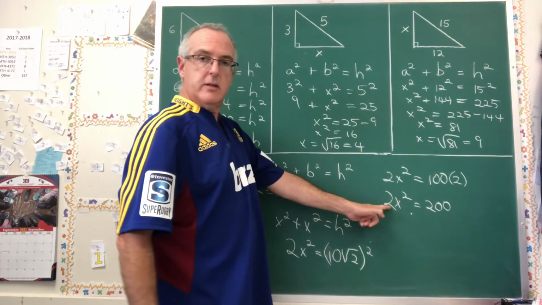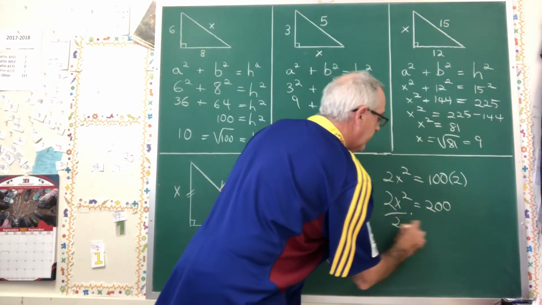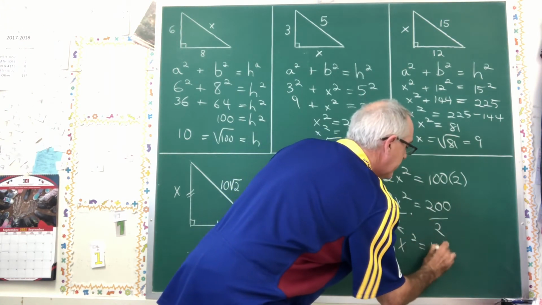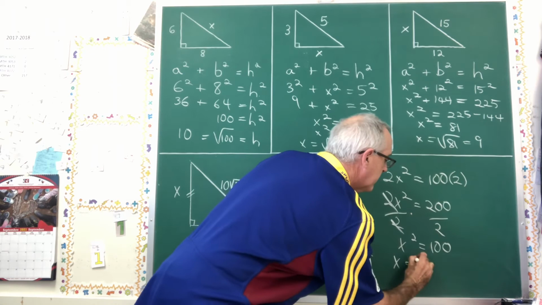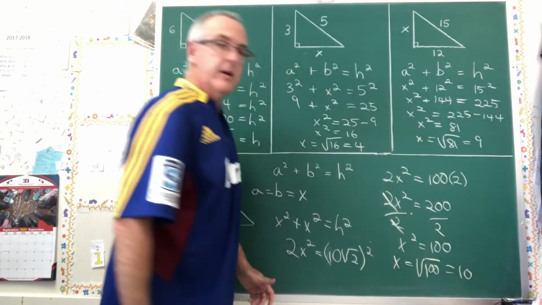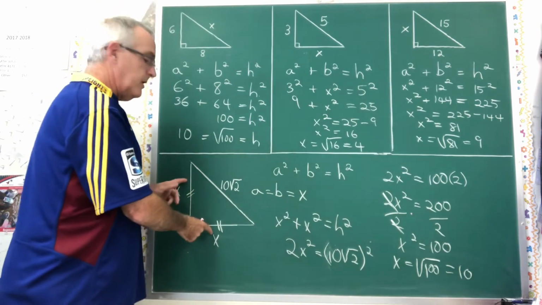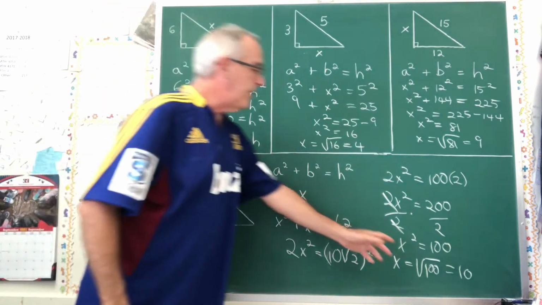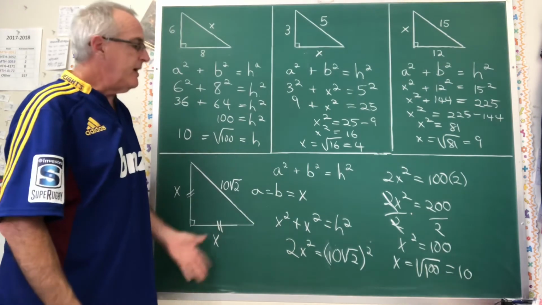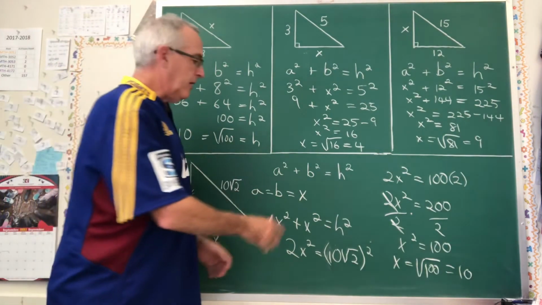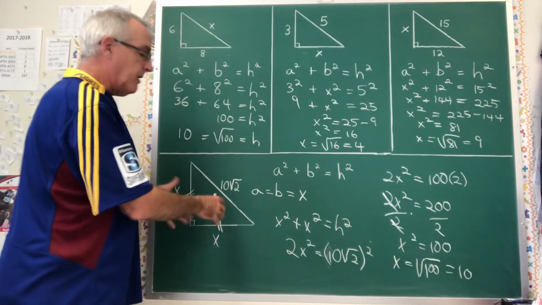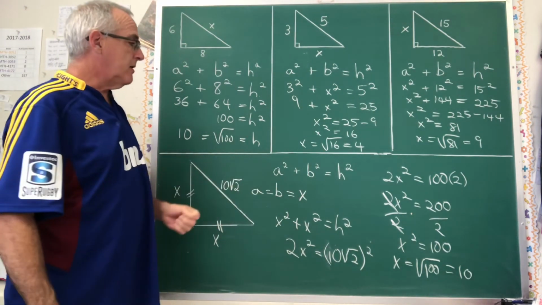Now I have to take care of this 2. Algebra allows me to divide both sides by 2. These cancel. X squared is equal to 100. Therefore, x is equal to the square root of 100, which is 10. I have my answer. So even though I had 2 unknown sides, I was still able to find the answer because those 2 unknown sides were equal to each other. It gives us an extra little trick that we can apply to do an even more complicated version of a Pythagoras problem. And we can still solve it.